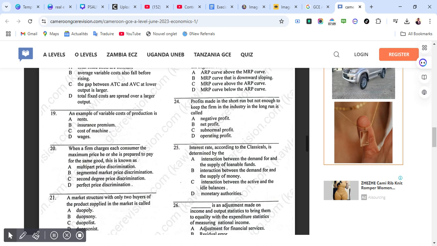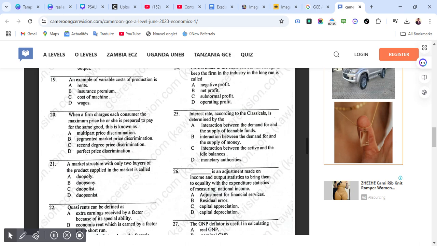When a firm charges each customer the maximum price he or she is prepared to pay for the same good, this is known as D, perfect price discrimination. The correct answer is D, perfect price discrimination. A market structure with only two sellers of the product supplied in the market is called, the correct answer for 21 is B, duopoly.